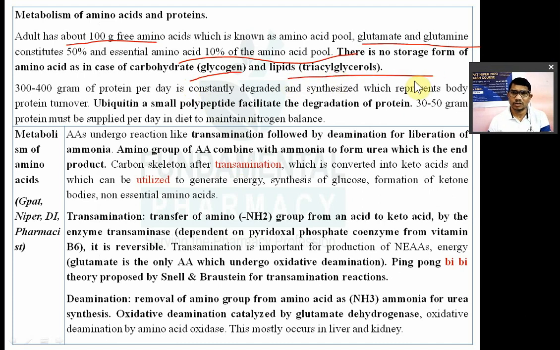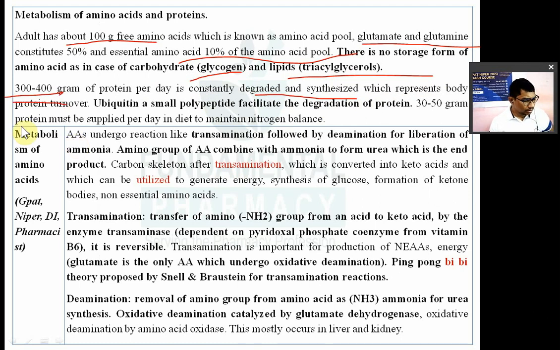आप बोलेंगे proteins, protein they are the polymer of amino acid, they have their own function, they are not a storage form of amino acid. Now normally 300 to 400 grams of protein per day is required, which is constantly metabolized, constantly degraded and synthesized, which represents the body's protein turnover.